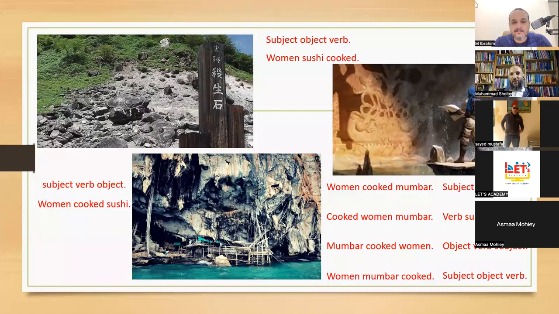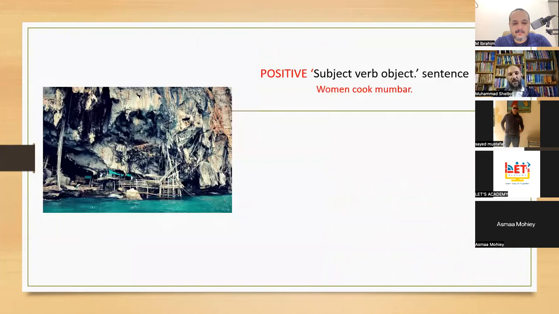So we leave Arabic alone because Arabic is really difficult, and we will continue with the English cave people. But please allow me to keep the Mumbar because Muhammad Ibrahim and I love Mumbar very much. So I will use it in English. Right. So for the English cavemen, life is very good with the positive sentence: women cooked Mumbar.